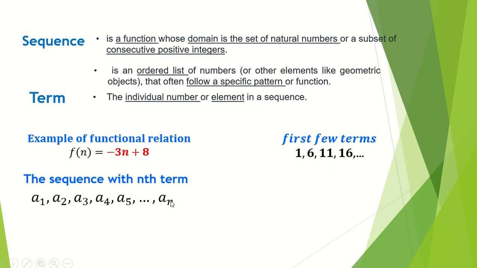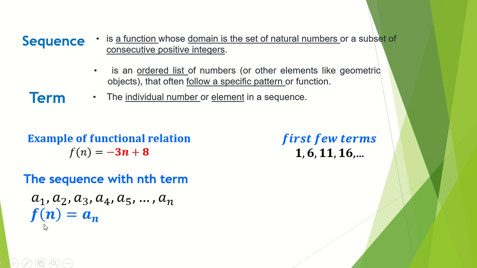This a sub n is the assumed last term. We don't know the exact value of this, but we call it a sub n. Whatever number that is, it is a sub n. It is always the last term.